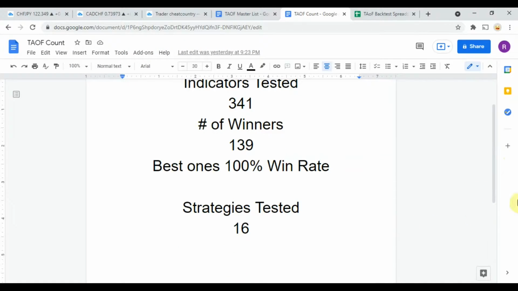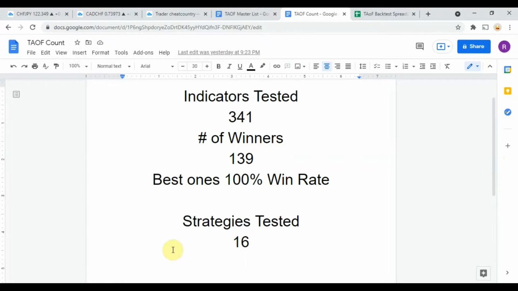So to date, we have tested 341 indicators, and out of those 341 indicators, 139 of them have been winners, which means that they have met or exceeded the 60% win-loss ratio threshold that we have set for them. The best ones so far were able to achieve a 100% win rate.